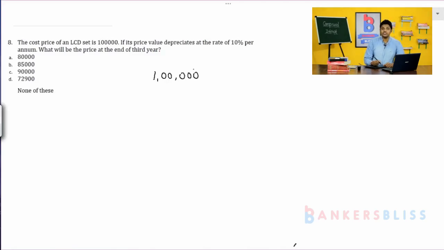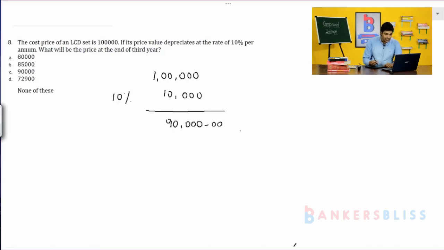Now, the depreciation rate is 10%. So the value is going to reduce by 10% year by year. So, 10% of 1 lakh is 10,000. So you are going to get 90,000 after 1 year.